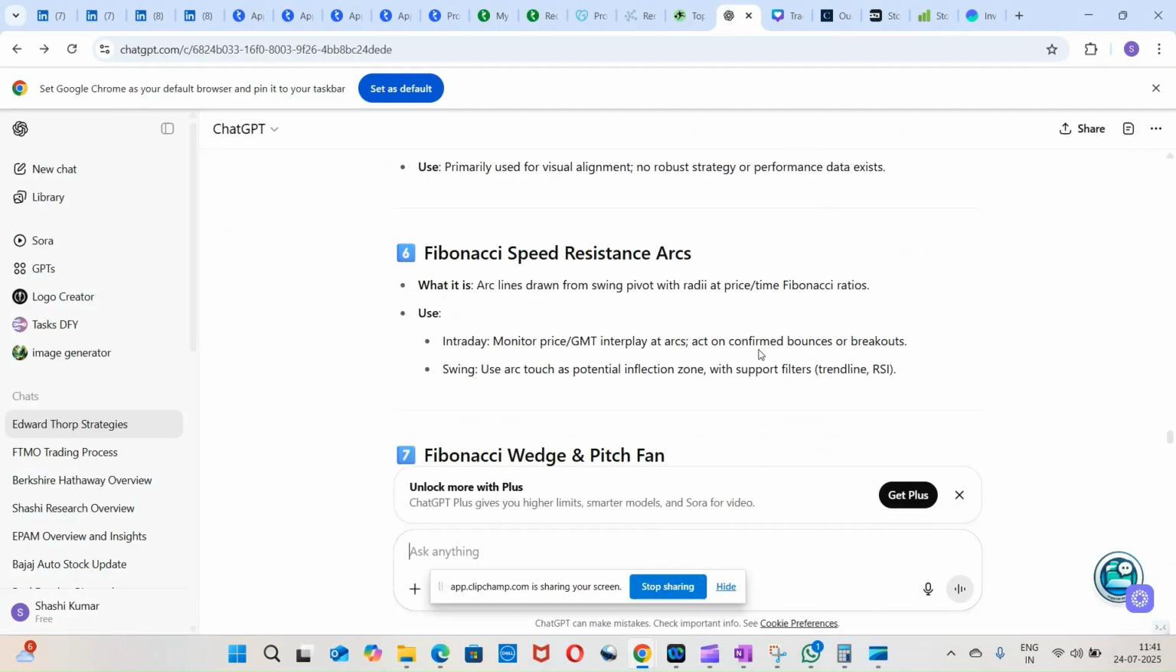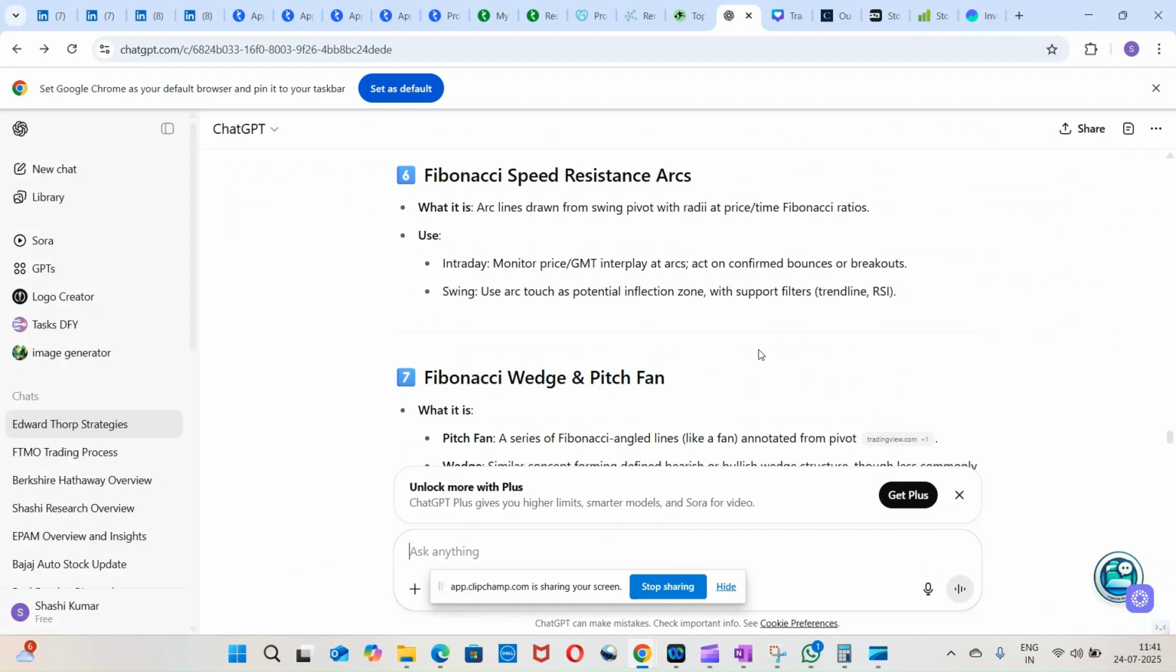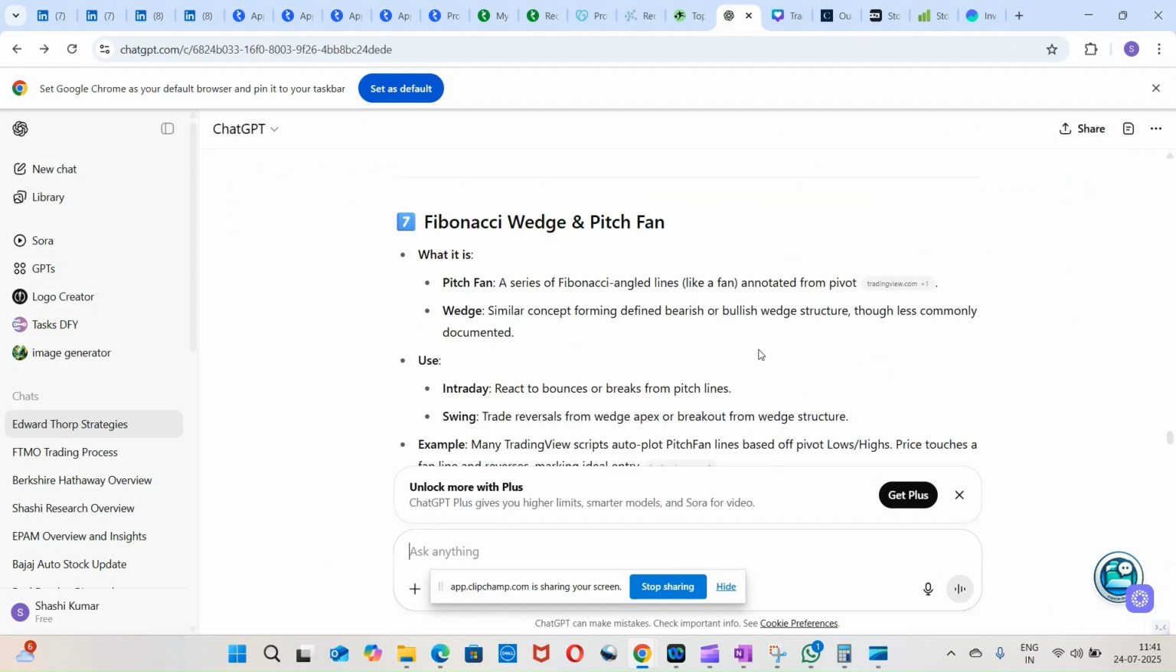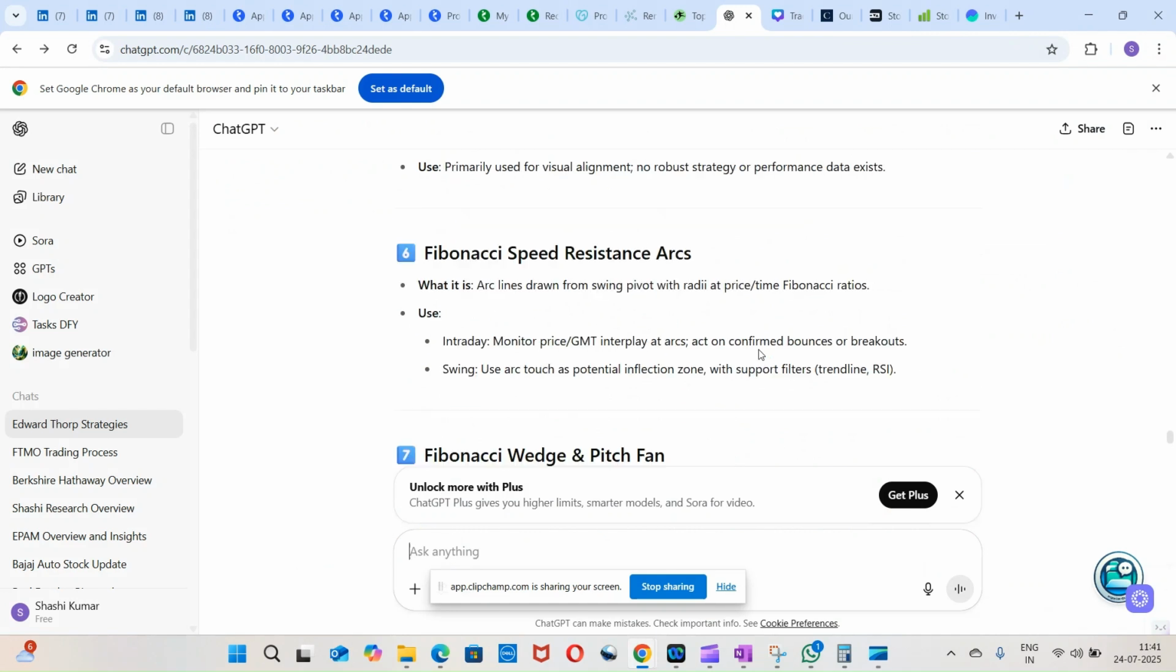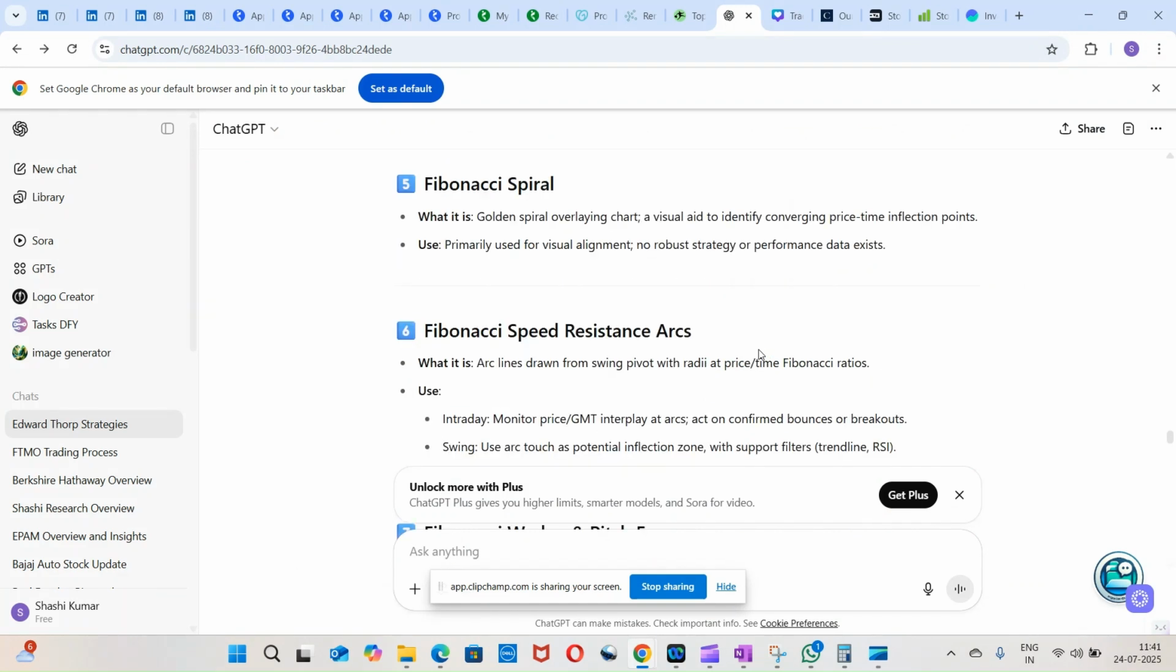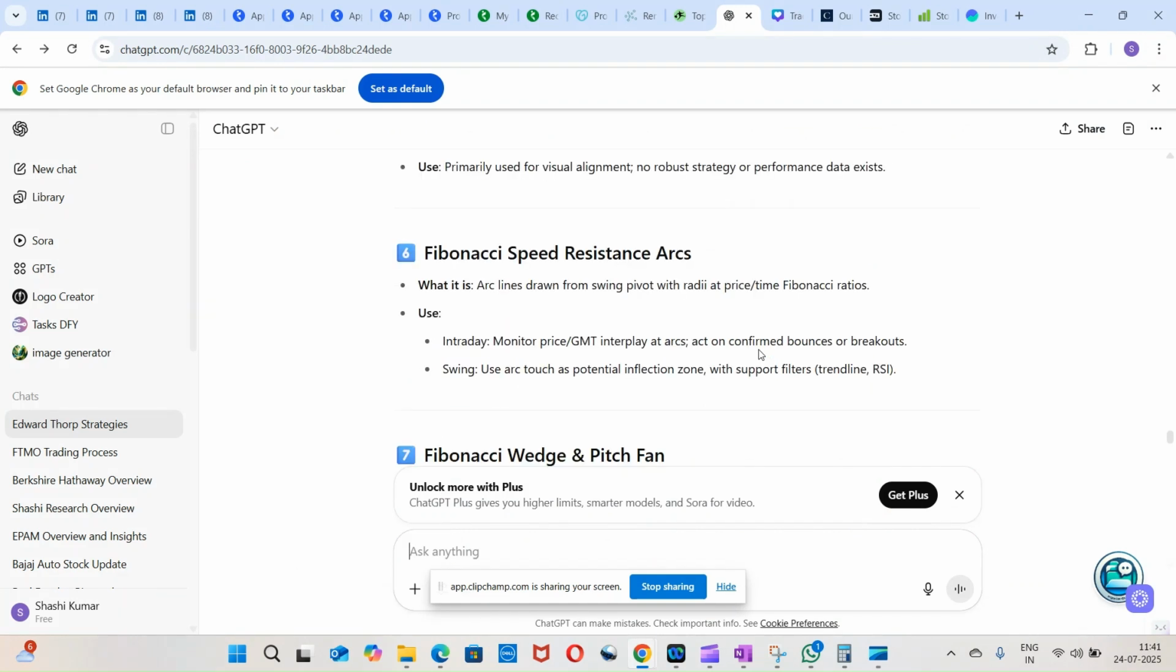Then we have fib speed resistance arcs, fib wedge and pitch fan. Let's go through fib resistance arcs. It's an arc line drawn from a swing pivot with prime Fibonacci ratios. You need to monitor the price interplay at these arcs, and act on either the bounces from these or breakouts from these. Use this arc touch as a potential inflection zone with supporting filters. You can use additional RSI and all those.